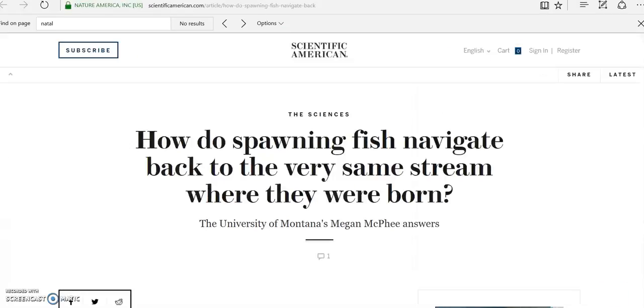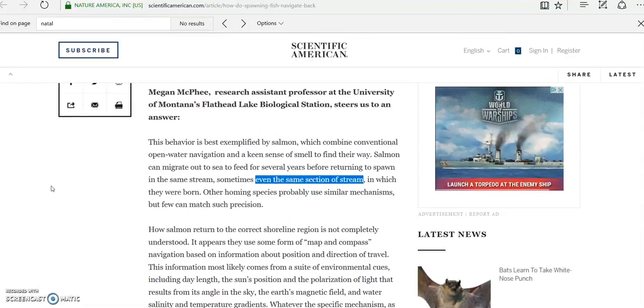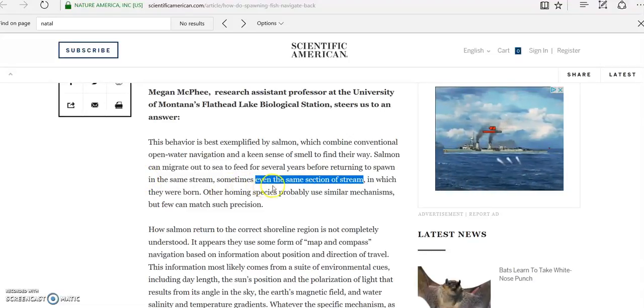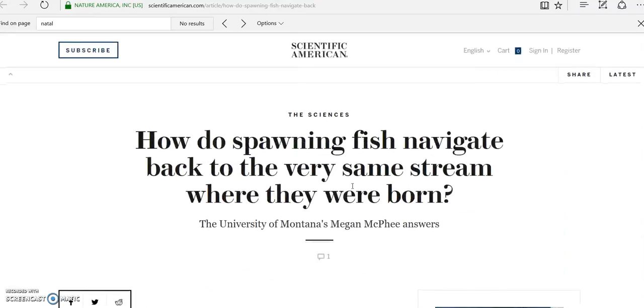So I went and I looked at how the spawning fish navigate back to the very same stream where they were born. Well, I'm telling you, there's a ton of articles out there. But what I found really interesting is not only do they return to the same stream, but sometimes even to the same section of the stream. So it is just fascinating reading if you've got some time to go through and read about this, to find out how they even get back there.